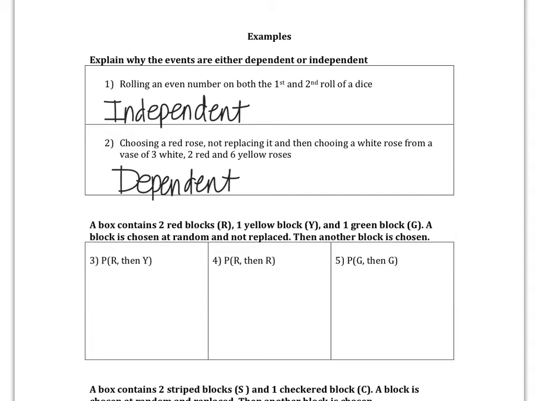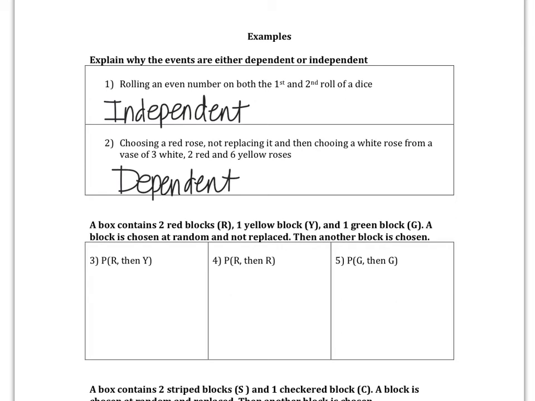Now let's do some problems with that. A box contains 2 red blocks, 1 yellow block, and 1 green block. A block is chosen at random and not replaced, and then another block is chosen. So number 3 is, what is the probability of drawing a red and then a yellow? So let's take each of these events.